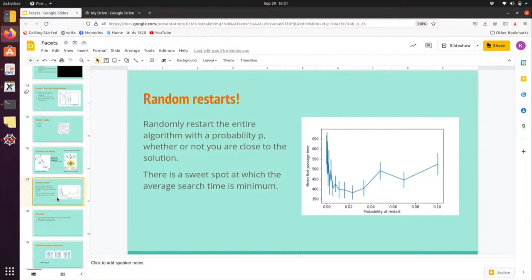There's a spot in which you actually have the lowest value of search time. So there's some sweet spot between low values of probability of restart and high values of restart where you get an optimal search time. So this is telling you that in spite of the non-intuitive nature of this random restart algorithm, it actually gives you something which might work.